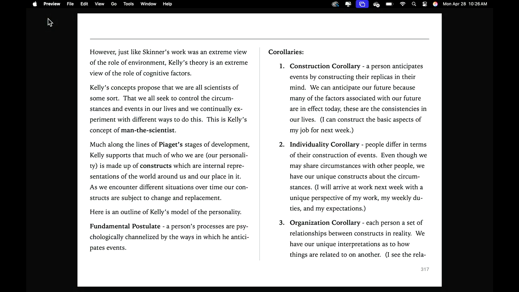Kelly puts together a number of what he calls corollaries. His term for this, just go through them really quickly here. We have the construction corollary. We anticipate our future. Individuality corollary. People differ in terms of the construction of events. That's how I experience the world. Organizational corollary, relationship between constructs and reality.